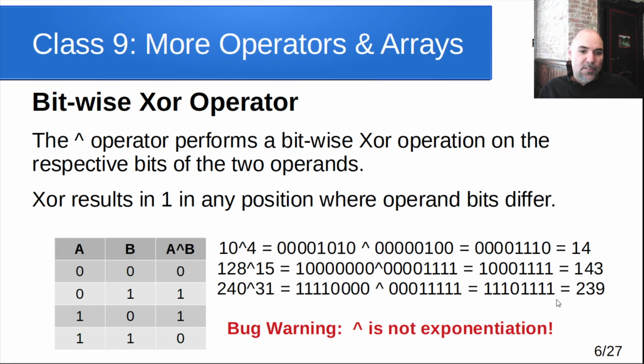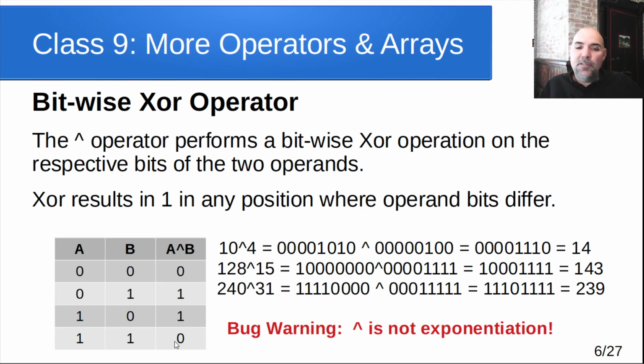Okay, bitwise XOR. XOR uses the caret operator, which is the thing that's on the same key as the 6. You press shift and press that, that's the caret. And what XOR does is it's like OR, so it's one or the other, but not both. So what it really does is it's saying, are they the same or are they different? If they're the same, we get a 0. If they're different, I get a 1. And it does it on a bit-by-bit basis. So XOR results in a 1 in any position where the operand's bits are different. So notice here, they're different, we get a 1. They're the same, we get a 0.